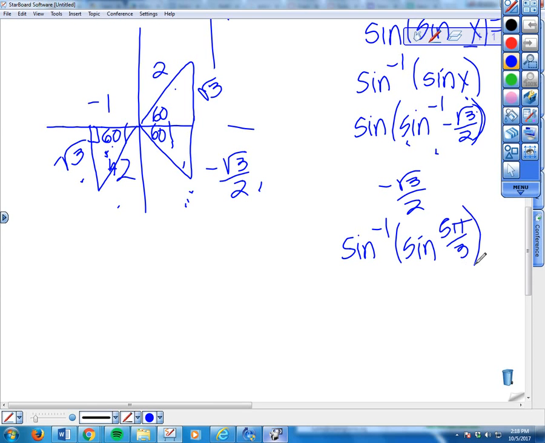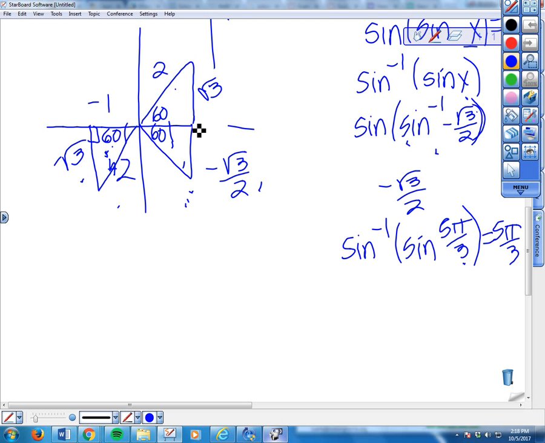Okay. Sine of 5 pi over 3 is negative square root of 3 over 2, right? The inverse sine of negative square root of 3 over 2 happens in two different quadrants, the third quadrant or the fourth quadrant. I must choose the fourth quadrant because that's where the domain's restricted. So the answer, instead of being 5 pi over 3, it's actually going to be what?